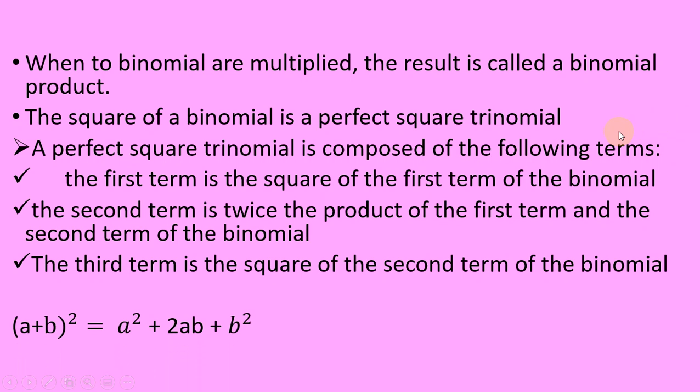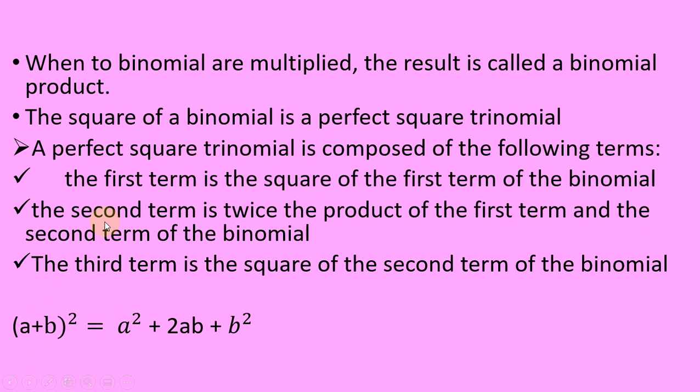When two binomials are multiplied, the result is called a binomial product. The square of a binomial is a perfect square trinomial. A perfect square trinomial is composed of the following terms. The first term is the square of the first term.